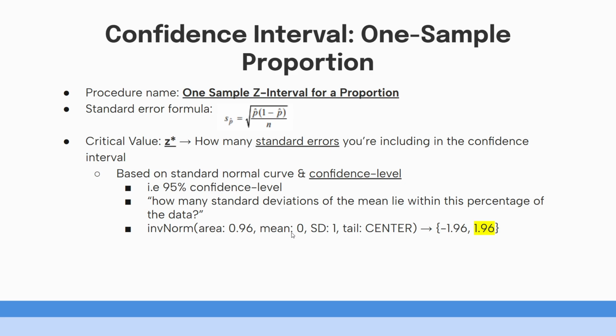And then when you use the inverse norm, you'll get the left value and the right value in the center. When you do that on the calculator, you'll get negative 1.96 and 1.96. You take the positive value, and that'll be your critical value. In other words, if you're using a 95% confidence level, your critical value, or how many standard errors you're including in your confidence interval, will be 1.96.